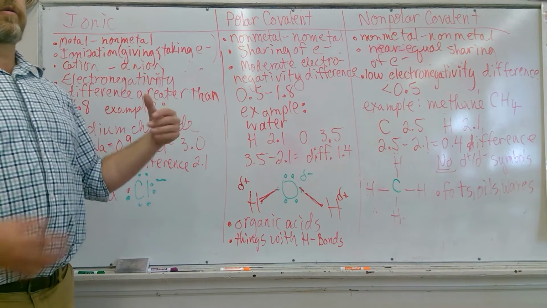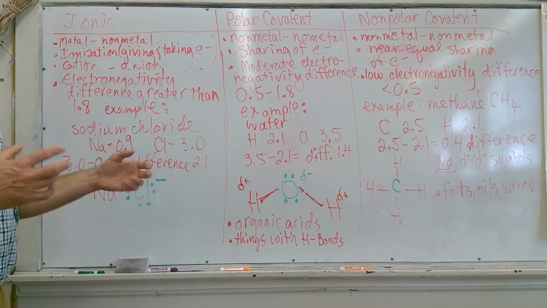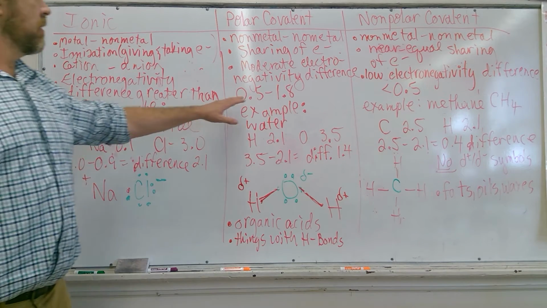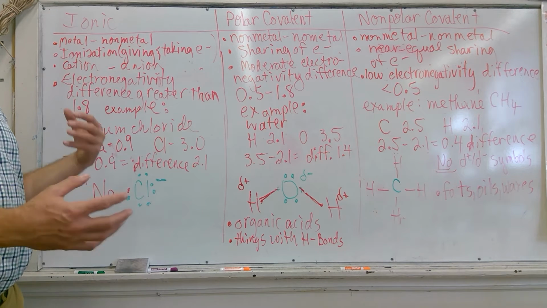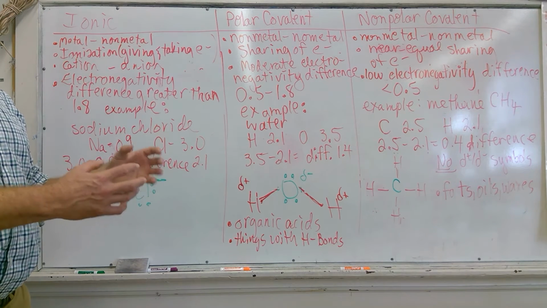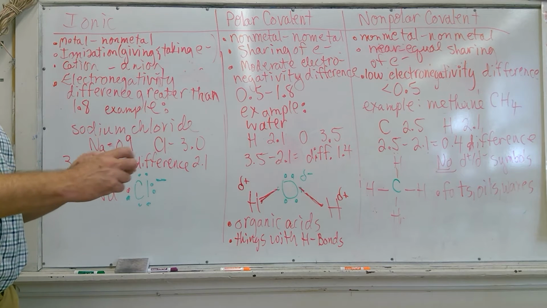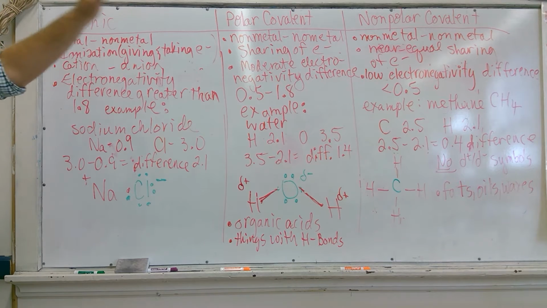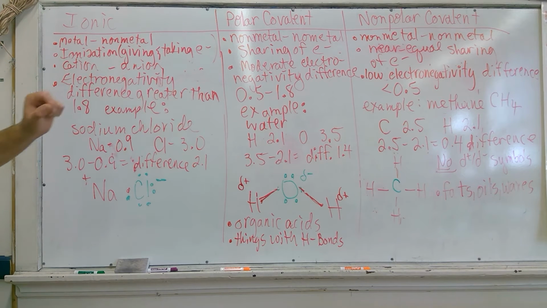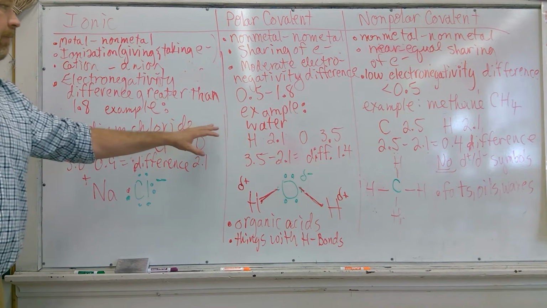Polar covalent, where there's still a significant polarity difference between one atom and another, somewhere between 0.5 and 1.8, but it's more of a sharing of an electron orbital pair rather than ionization, where an electron is being given away by the more positive element and taken by the negative element.